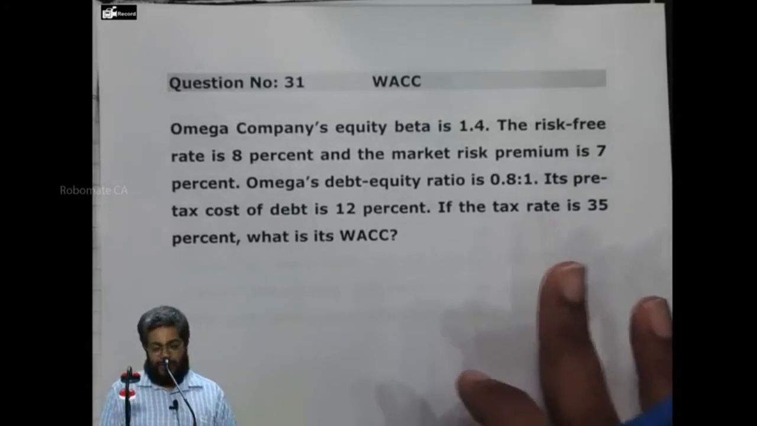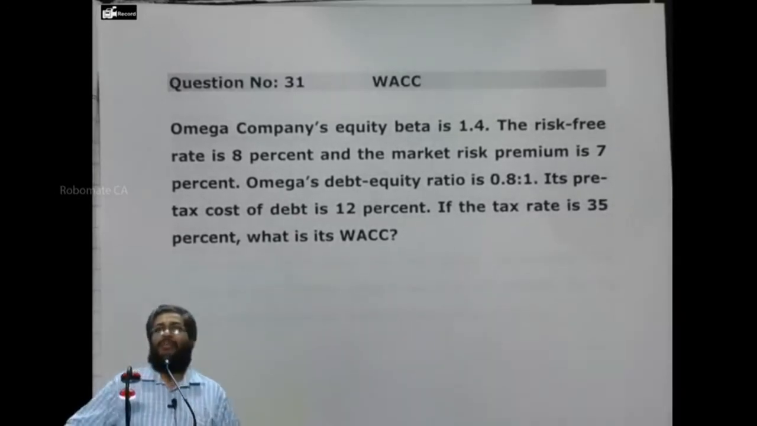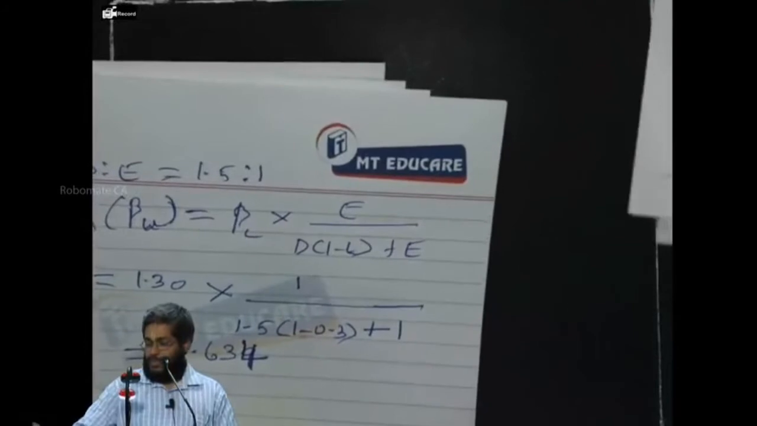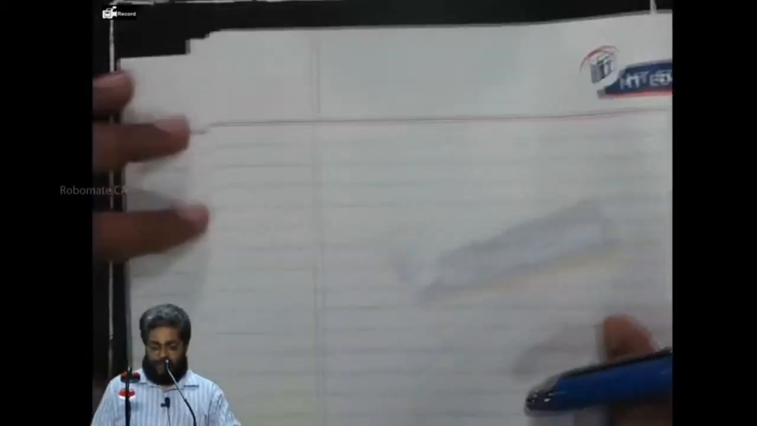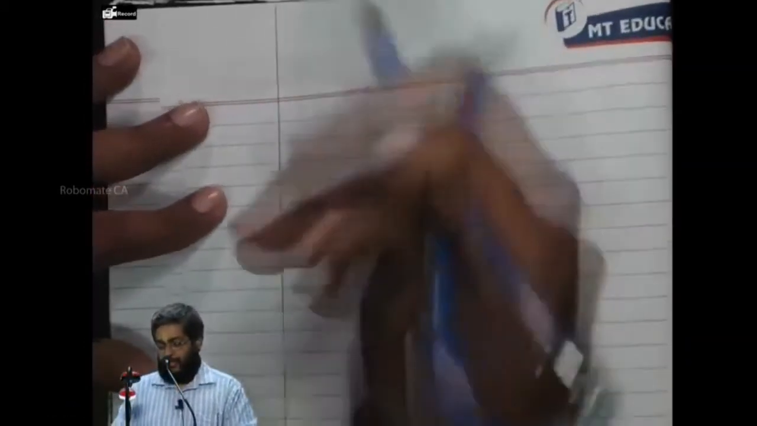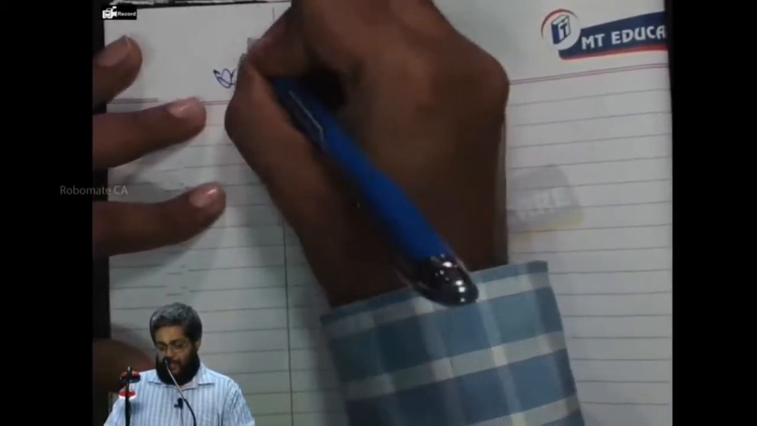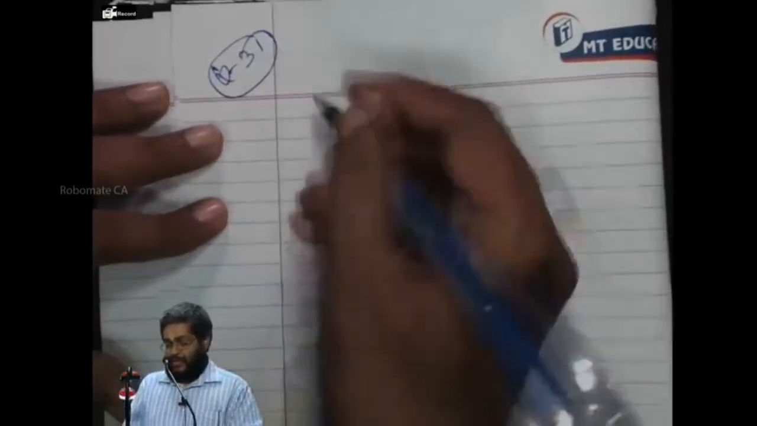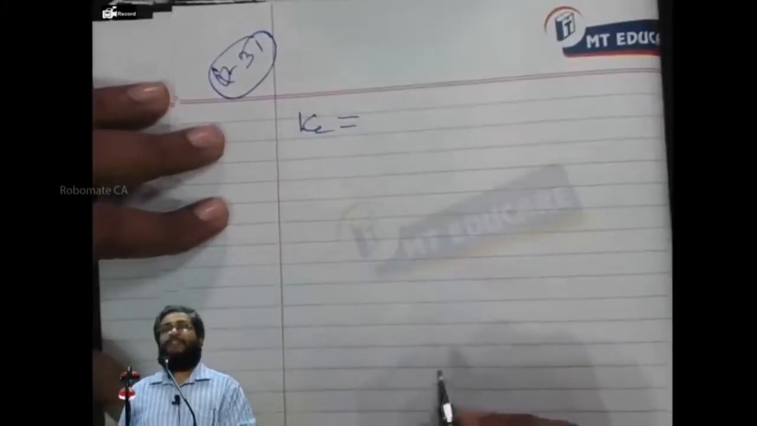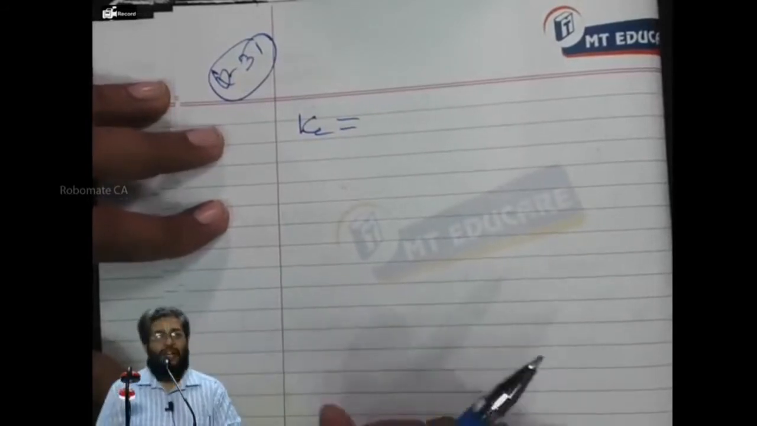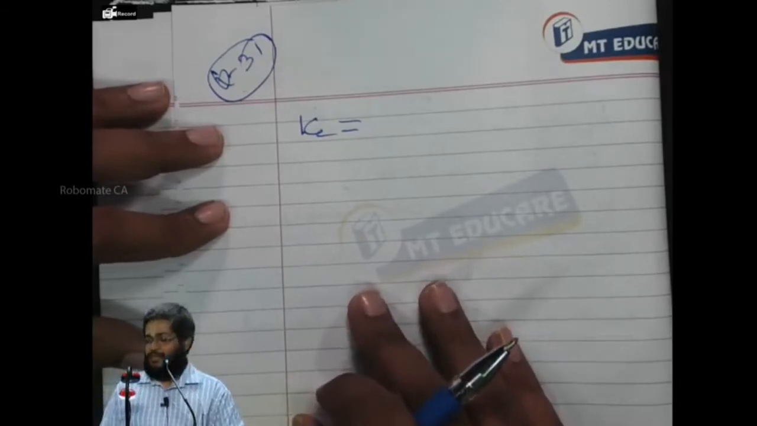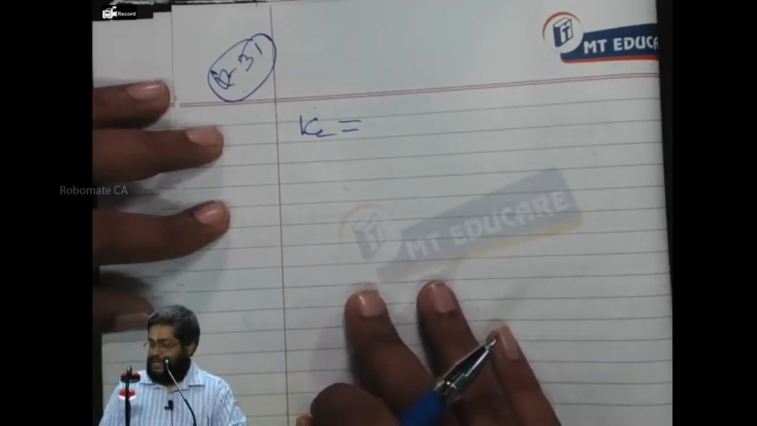Okay, write down. Question number 31. Step 1: Calculation of KE. Now, don't get irritated. Always write the formula and then substitute. KE is equal to RF plus beta into RM minus RF.